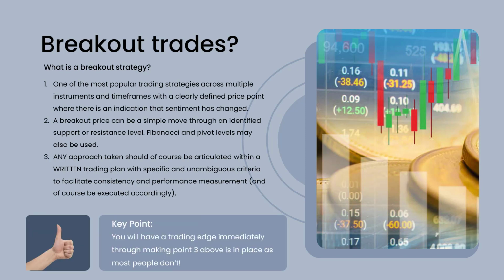Key point I want to reinforce here is you will have a trading edge immediately if you adhere to point 3. Remember, a trading edge is something that you're doing that gives you an advantage over the majority of market participants. And if you have that written trading plan in place with specific and unambiguous criteria, and you're measuring what you're doing, most people don't have that. So automatically, by doing the right thing, that's going to give you a trading edge.